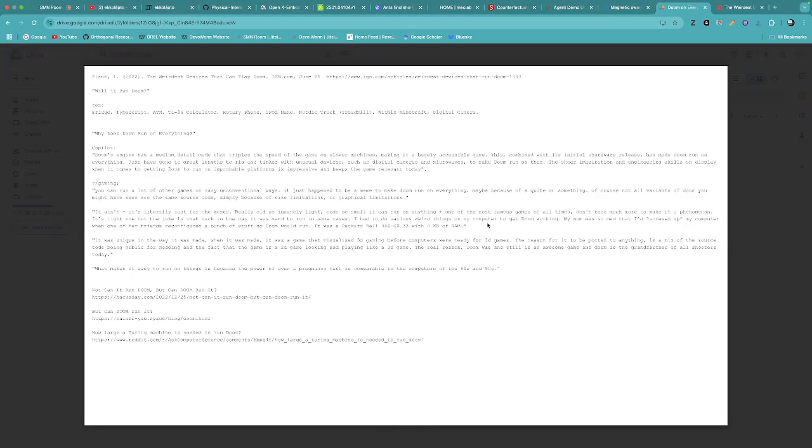I had to do various weird things on my computer to get Doom working. My mom was so mad that I screwed up my computer when one of her friends reconfigured a bunch of stuff so Doom would run. It was a Packard Bell 486 SX33 with 4 megabytes of RAM.